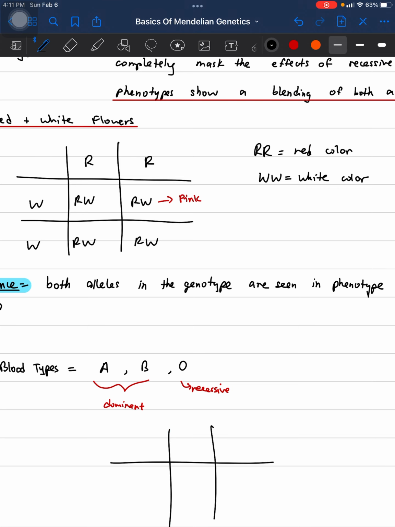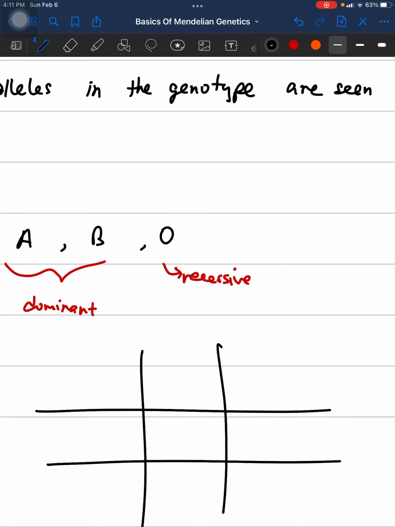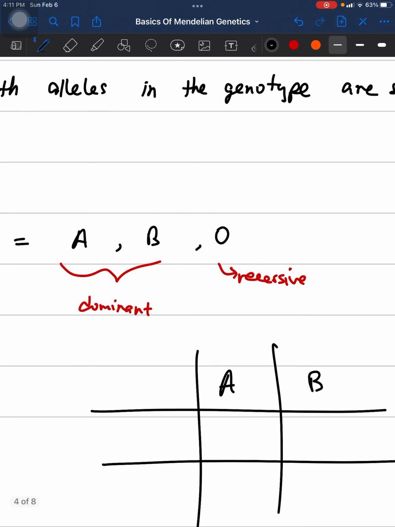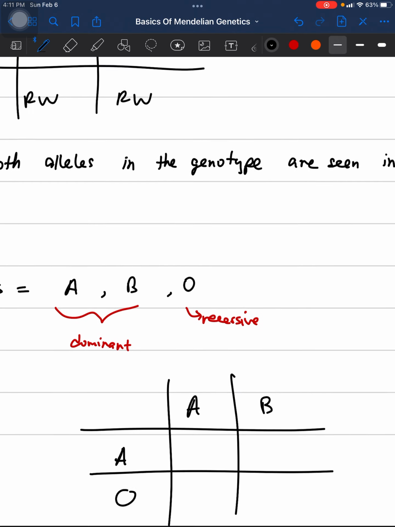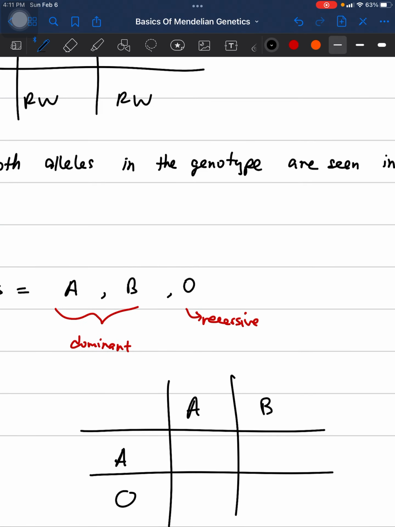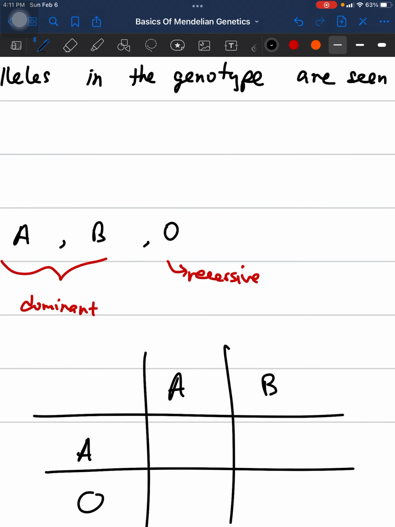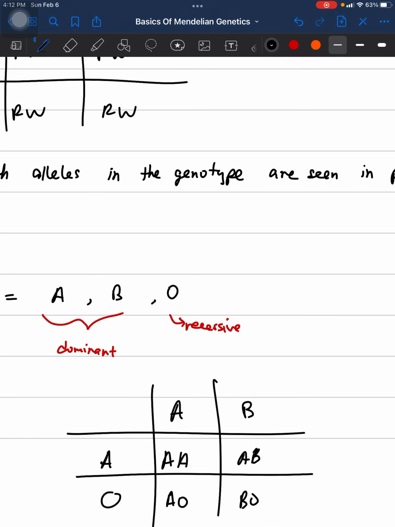So like a little cross right here. Let's say we cross a person with AB blood type with a person with AO blood type, right? When we cross these blood types, we get AA, AO, AB, and BO. So what we see here are a lot of different offspring.